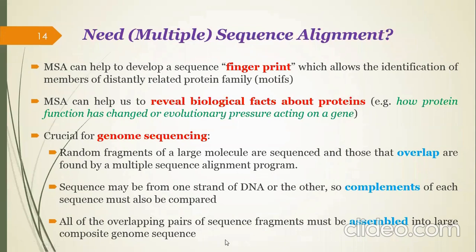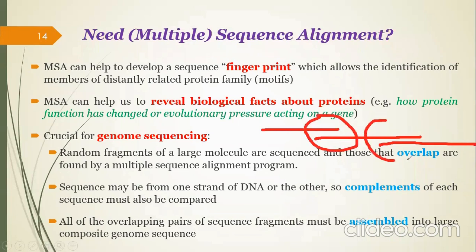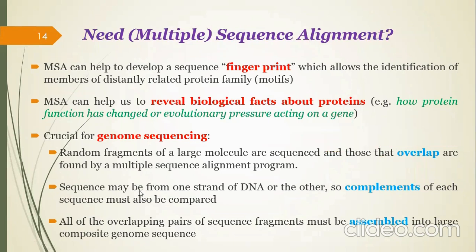So if we have overlapping sequences, we can align them. If we have a sequence like this, and it has a region of overlap with another sequence, these two regions are overlapping. How can we find the overlapping sequence? That is only possible through multiple sequence alignment. Is it clear? Yes, sir.